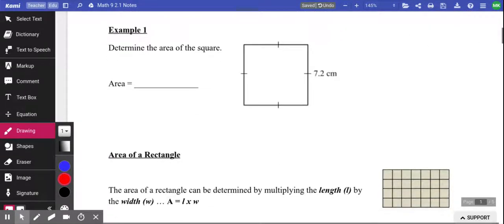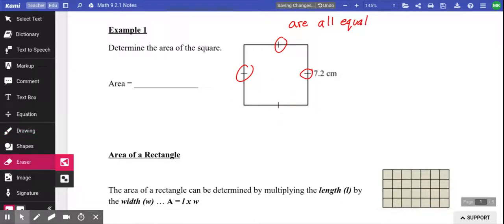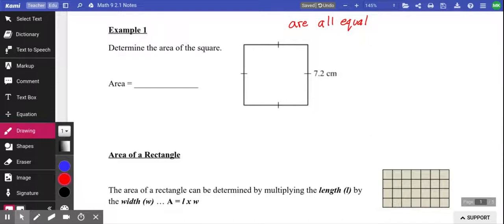Awesome. Example 1, determine the area of a square. Because it's a square, you'll notice these little lines right here. Those lines mean that those sides are the same. Anything with this line is equal. So those lines are telling me every side is 7.2, since the side on the right is 7.2.